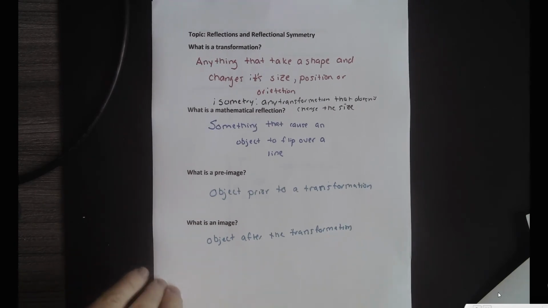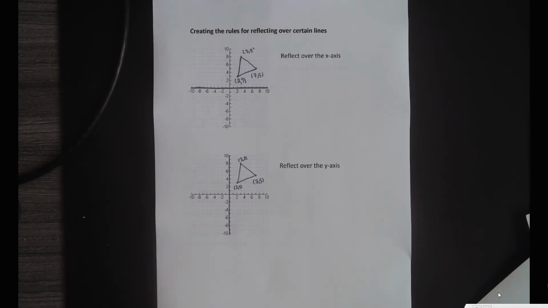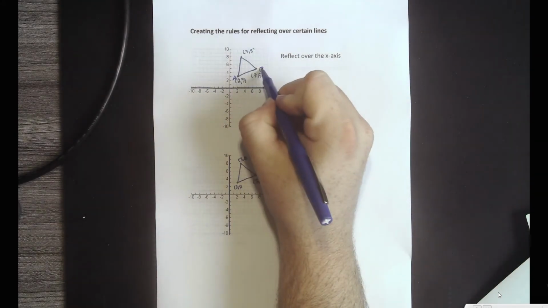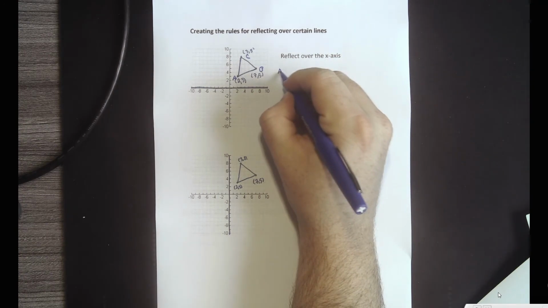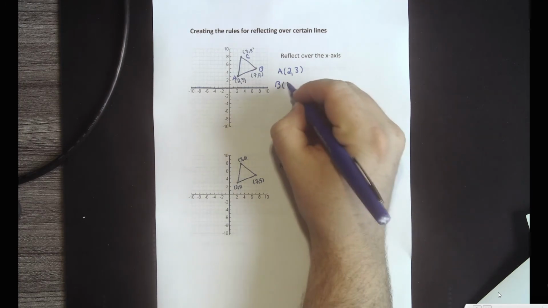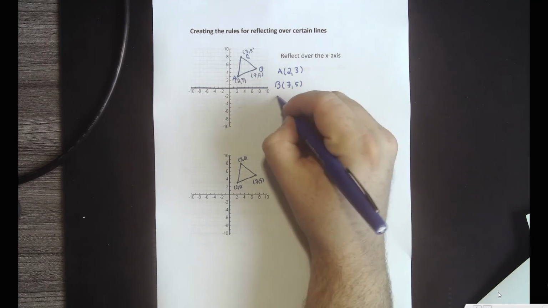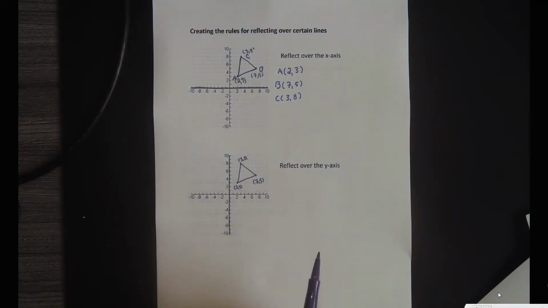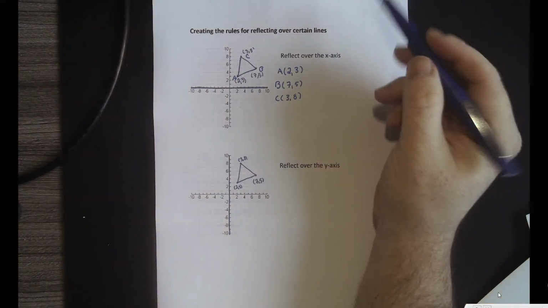So let's look at some reflections. I've already got some points set out. I'm going to label these real fast: A, B, C. A is (2, 3). B is (7, 5). And C is (3, 8). So what we're going to do is reflect them over specific things. One's going to be the x-axis, one's going to be the y-axis, and one's going to be the y = x line. And there are certain rules that we'll see take place for each of these.